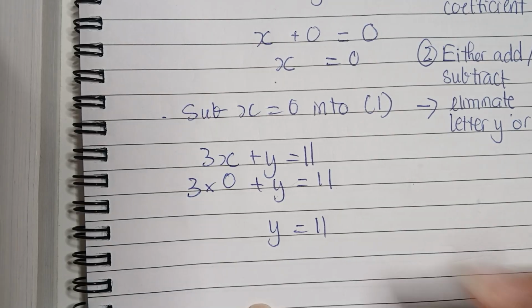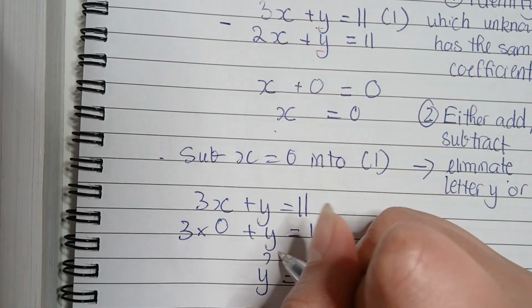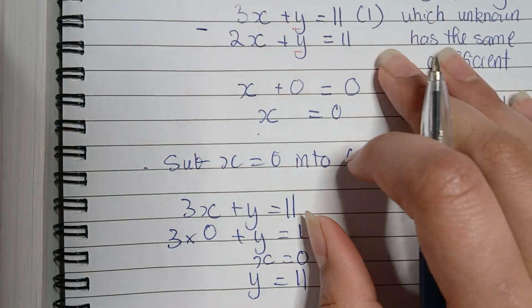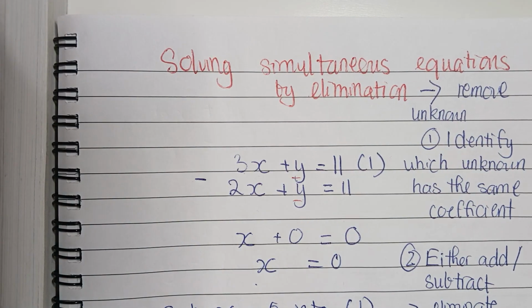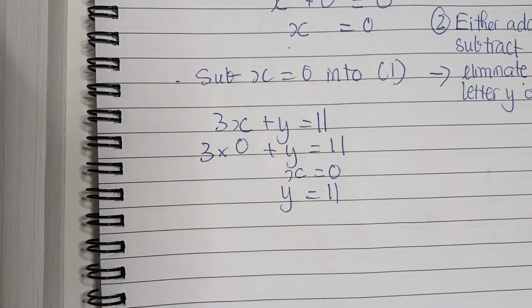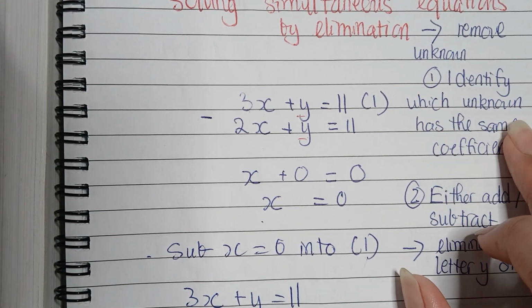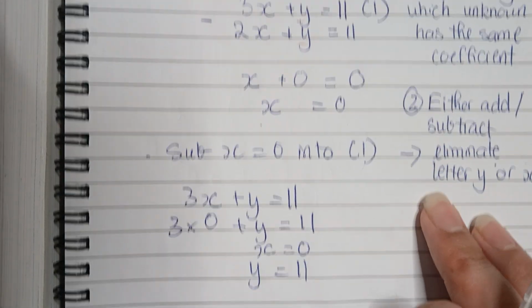So you already solve for x and y, so x will be equal to 0 and y will be equal to 11. So now you have solved the simultaneous equations by elimination following these steps. First, you will have to identify which unknown has the same coefficient. Second step is to either add or subtract.